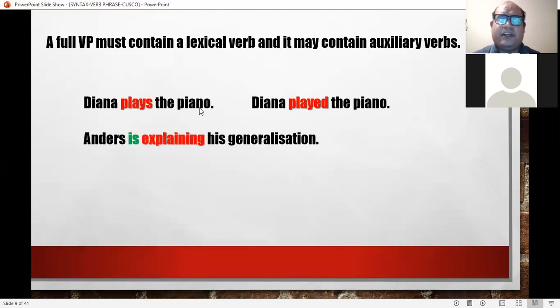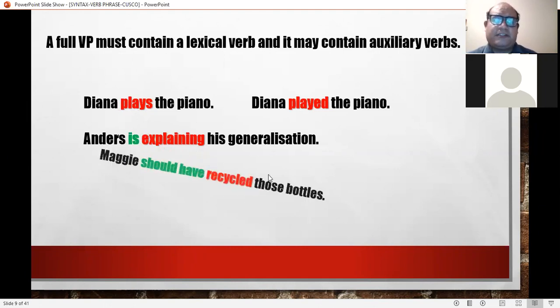What about this one? Anders is explaining his generalization. Notice here, we have the auxiliary, or primary, because we have the verb be. Be is here the auxiliary, no? It's not the main. The main verb is explaining, right? So be is the auxiliary. But be, remember, is also used as a main verb, no? So that's why we call this a primary verb, all right? But here in this case it is an auxiliary verb, all right? The main verb is explaining.